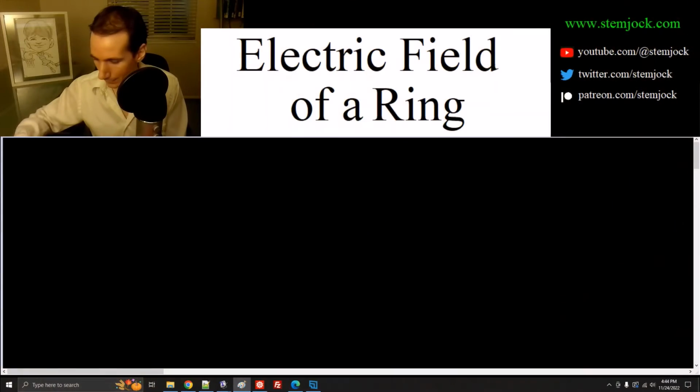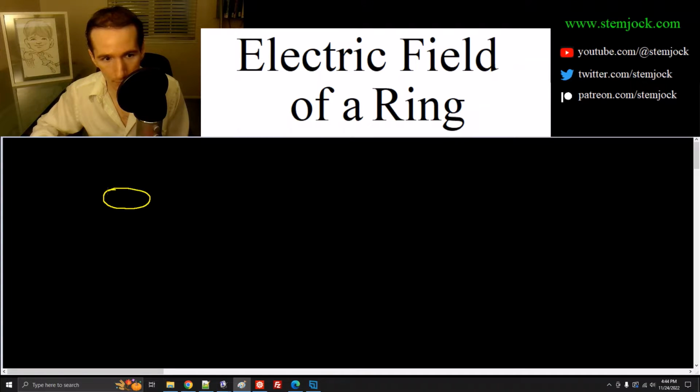Hi everyone, in this video I'm going to show you how to calculate the electric field of a uniformly charged ring. Let's get right into it. Okay, the first thing I'm going to do is draw the ring in question. So it's going to look like this, and it has a positive charge Q distributed evenly, or uniformly.